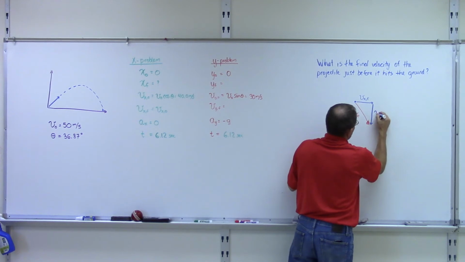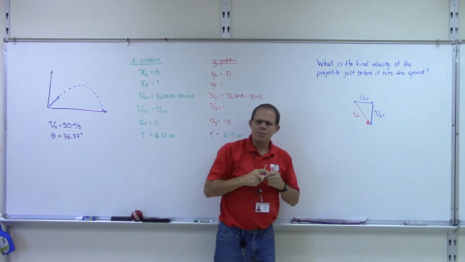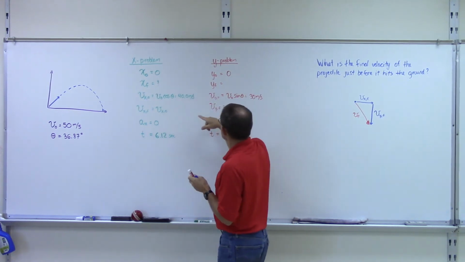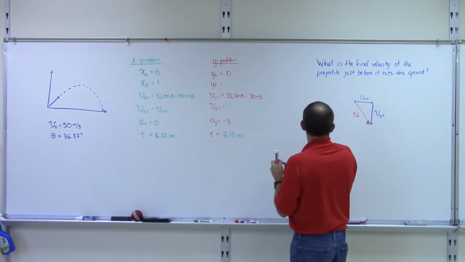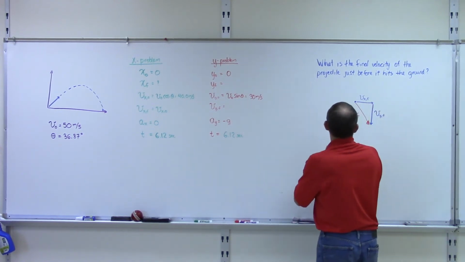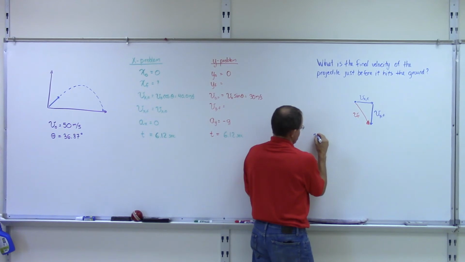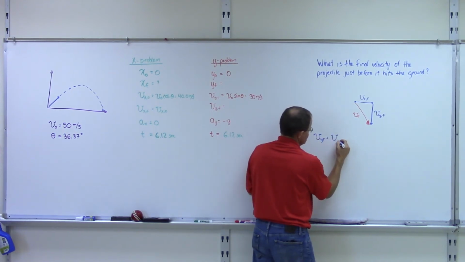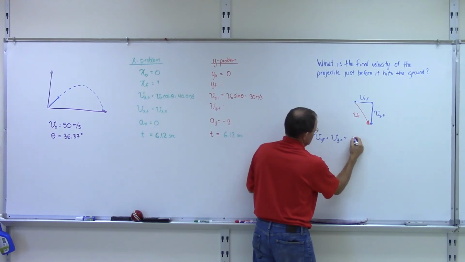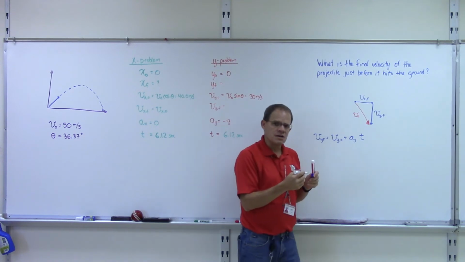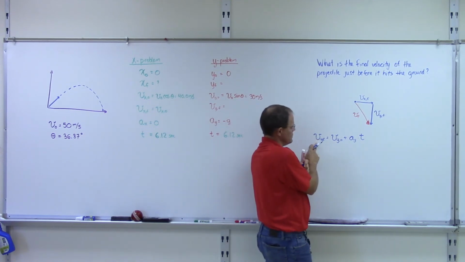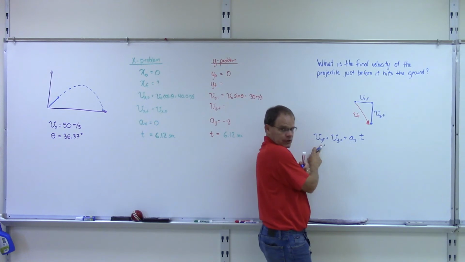This is going to be the velocity in the y direction final. So what we have to do is figure out how fast the projectile is moving downwards at the end of the problem. Okay? So to solve that problem, the first thing we're going to do is this. The velocity in the y direction final equals the velocity in the y direction initial plus the acceleration in the y times the time. So this is one of our equations, and it's pretty easy to find the velocity in the y direction final. Okay?